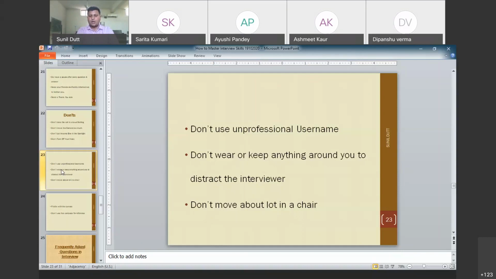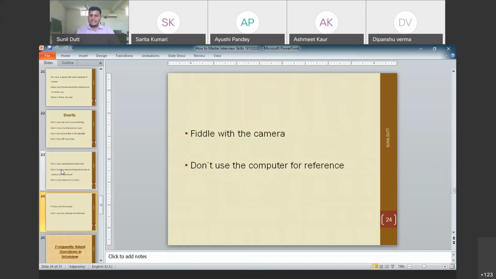Don't move about a lot in a chair. You may be feeling uncomfortable sitting for a long time, but still try to maintain the posture. You may move a bit, but you should not be scurrying around in the chair. Don't fiddle with the camera. I've already told you, you should not be fiddling with the camera, adjusting it here and there, setting it up.